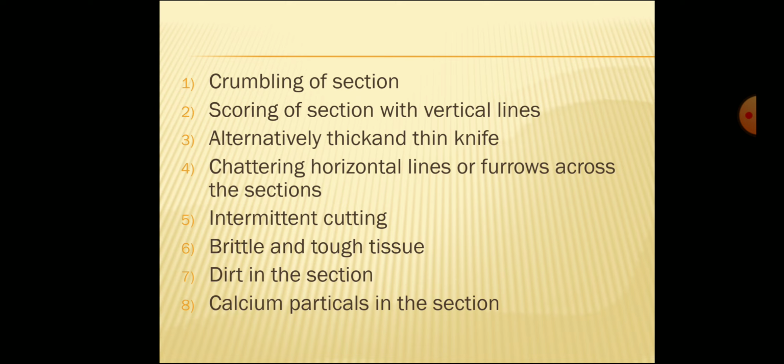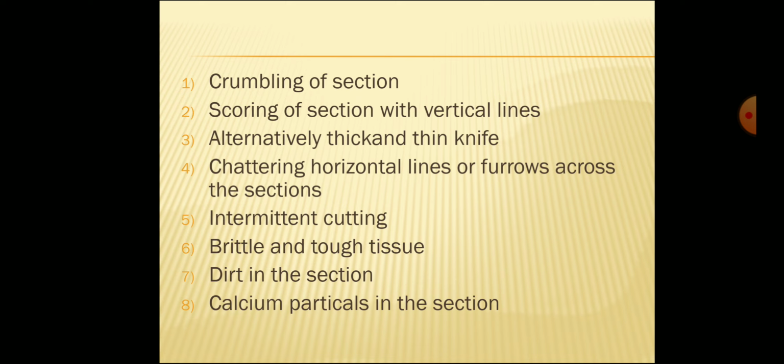The next problem is scoring of sections with vertical lines. If the knife edge is not perfect, then this situation occurs. So, to remove the scoring of sections, sharpening of the knife is necessary. First sharpen the knife and remove the scoring of sections.